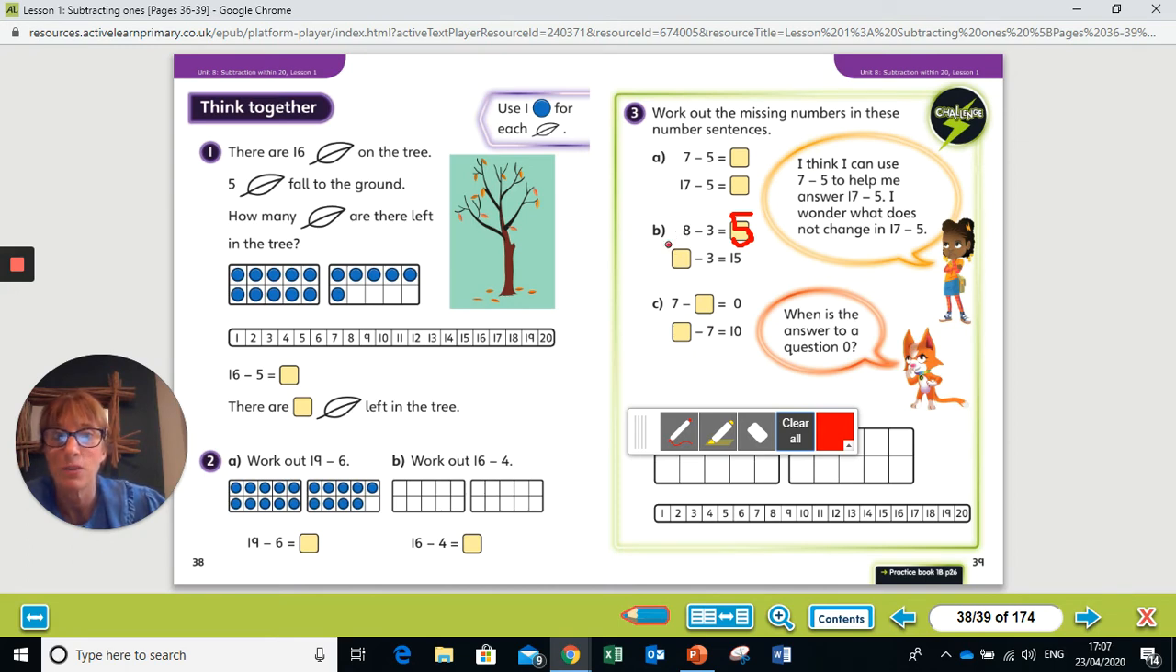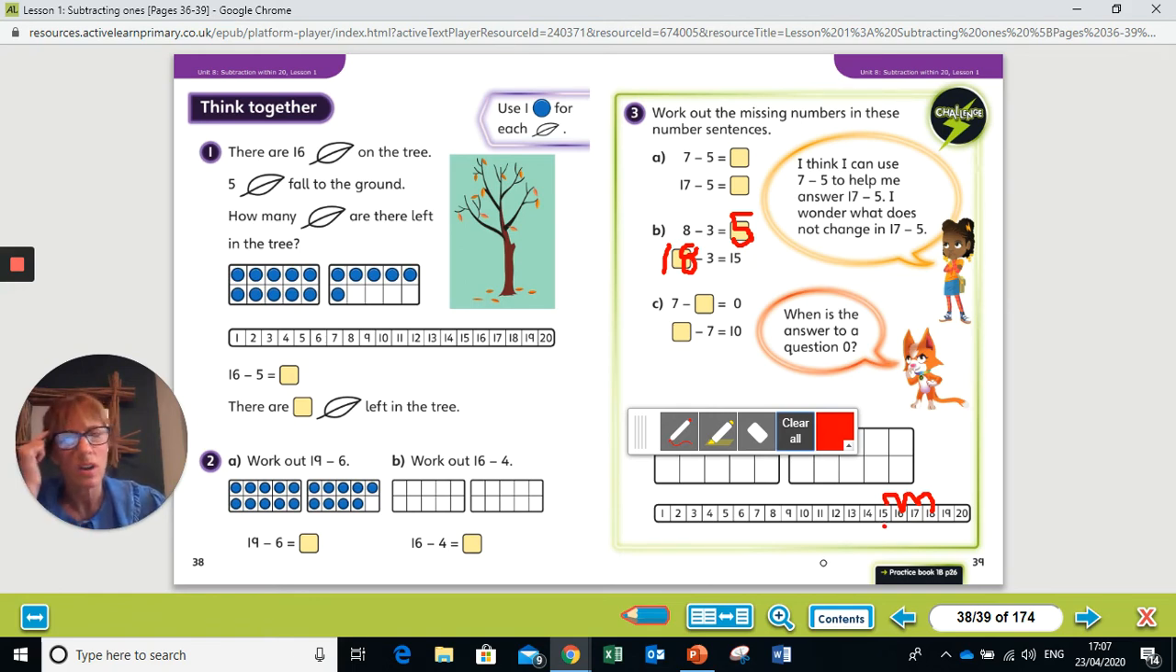That's right. I was hoping you were shouting at me. It's 18. Take away 3 is 15. Let's check it on the number line. 18, take away 3, 1, 2, 3 is 15.